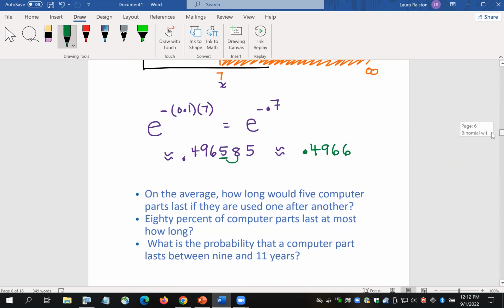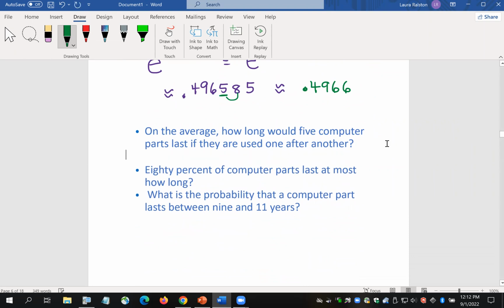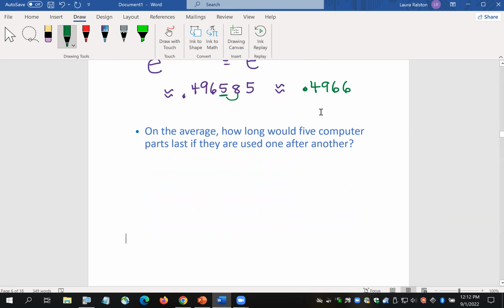I've got 3 minutes, so let me see if I can do one more. Okay, it says, on average, how long would 5 computer parts last if they are used one after the other? So we're going to use computer part 1. As soon as it breaks down, I'm going to start using computer part 2. As soon as it breaks down, part 3. As soon as it breaks down, number 4. And as soon as it breaks down, number 5.